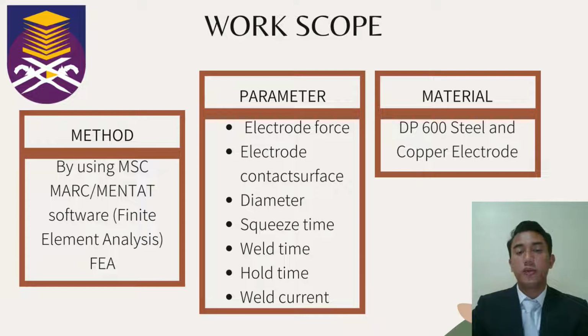The work scope for this study is the method used, which is MSc Mentat software, which undergoes finite element analysis, FEA. The second scope is the parameters, which involve the electrode force, electrode contact surface diameter, squeeze time, weld time, hold time, and the weld current. The third one is material. DP600 steel and copper electrode are being used in this simulation.